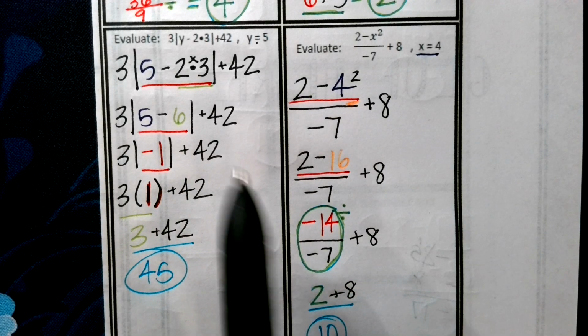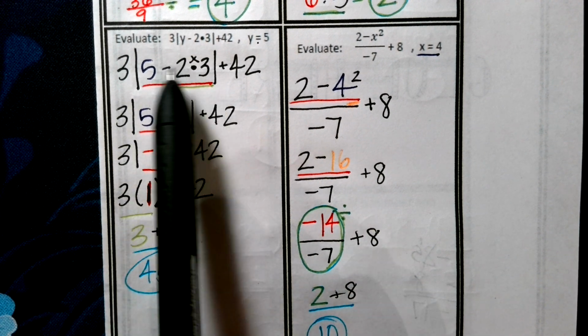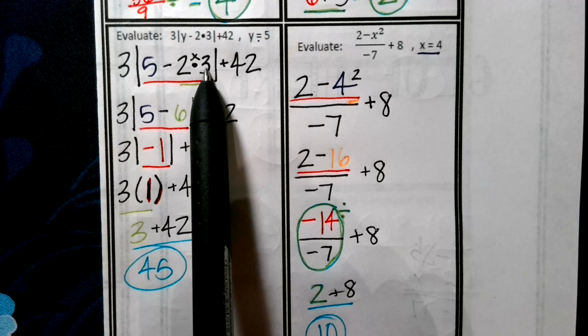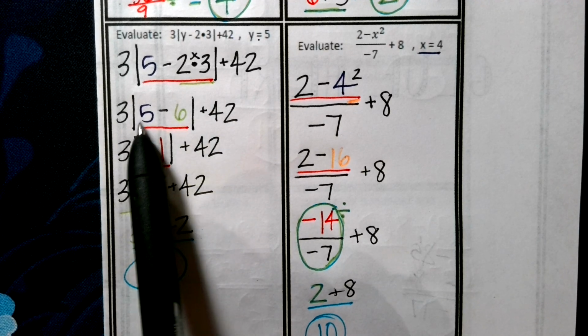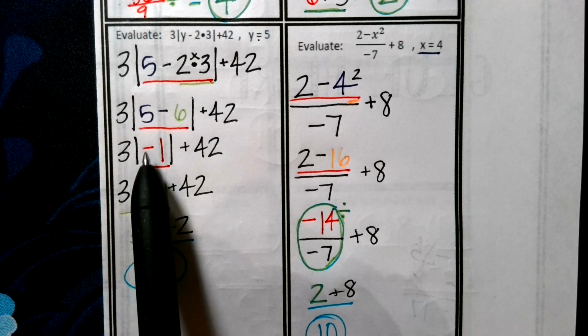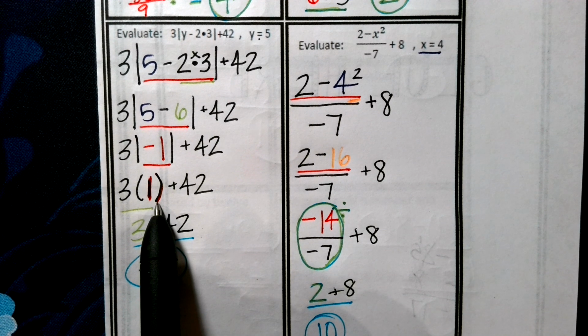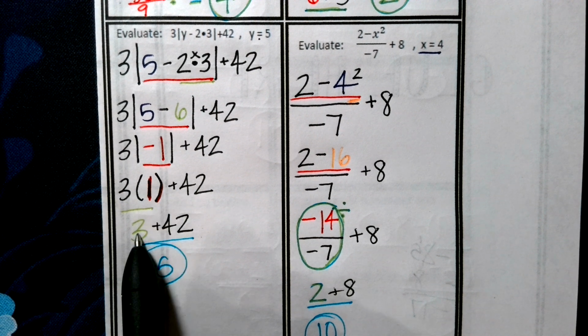Down here, like I said, that dot means multiply. So in that grouping first, I have to do the multiplication. I can't subtract yet. 2 times 3 is 6. So I have 5 minus 6, which is going to give me negative 1. What's the absolute value of negative 1? Positive 1. So I have 3 times 1, which is 3, plus 42 to give me 45.